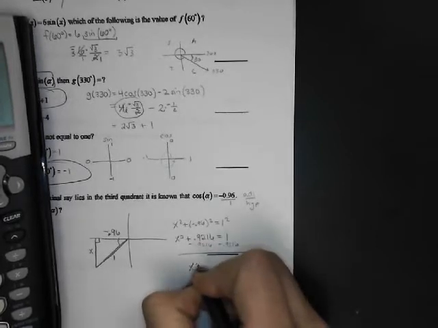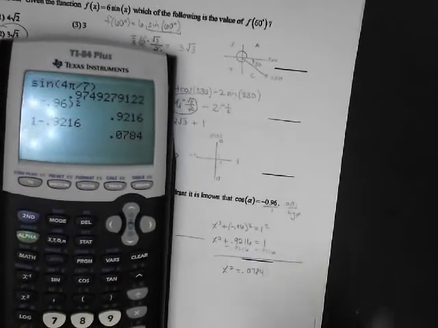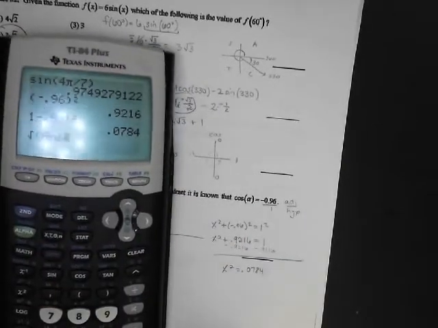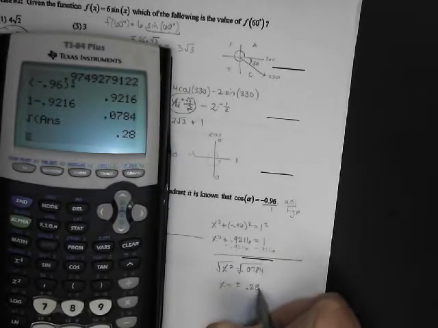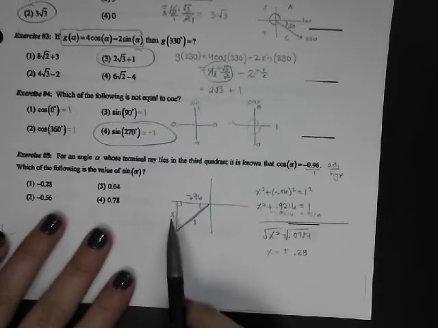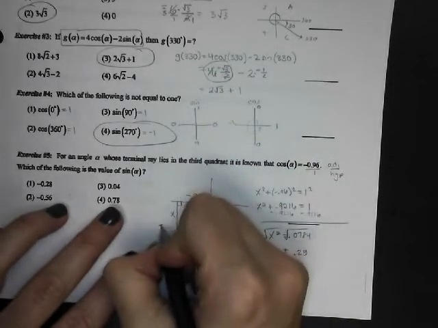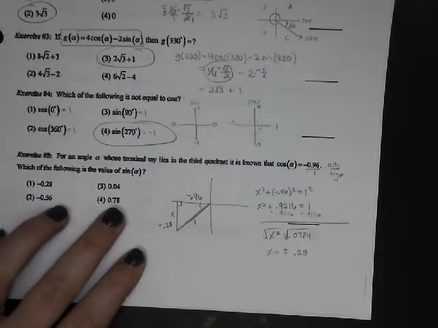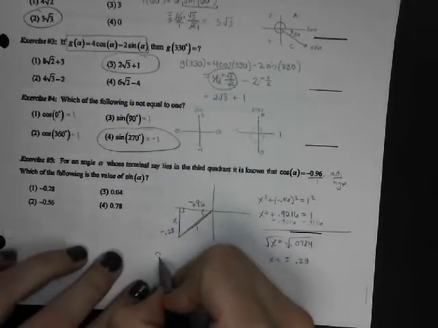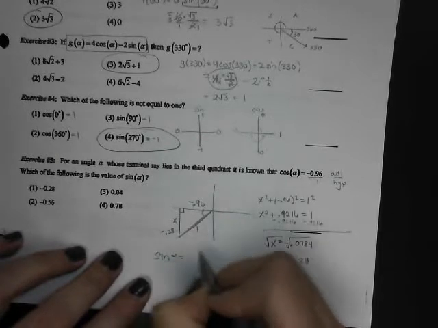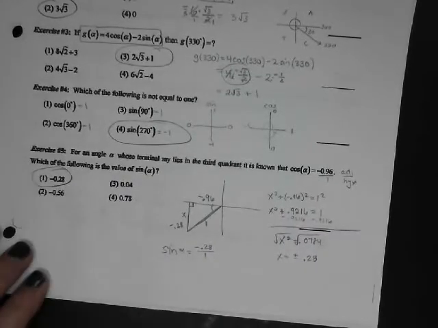That gives me x squared equals 0.0784, and then the square root of both sides gives me x equals plus or minus 0.28. Remember the plus or minus, and then make a logical decision. Is this a positive 0.28 or a negative? You would be right if you said negative 0.28. And so your sine is your opposite over hypotenuse: opposite, negative 0.28, over hypotenuse 1, and that is option 1.